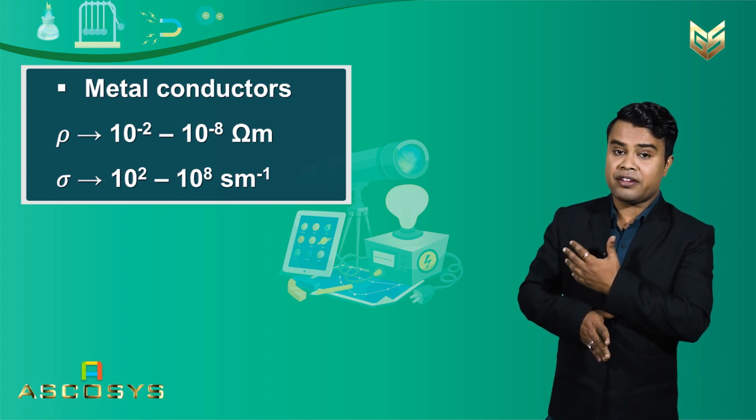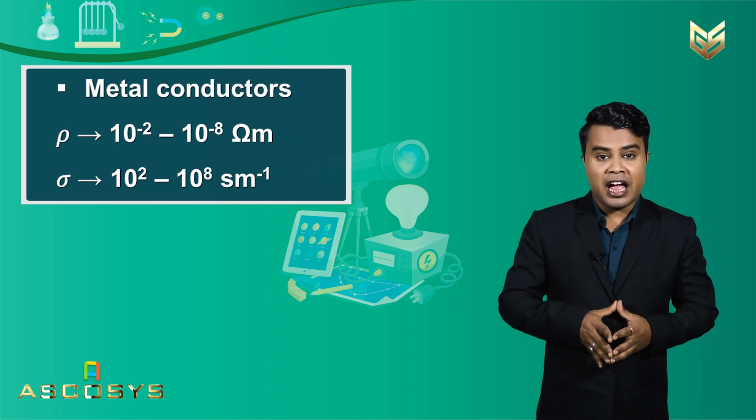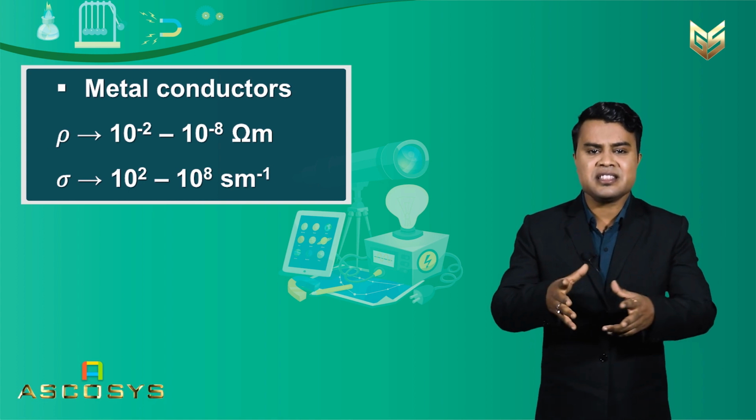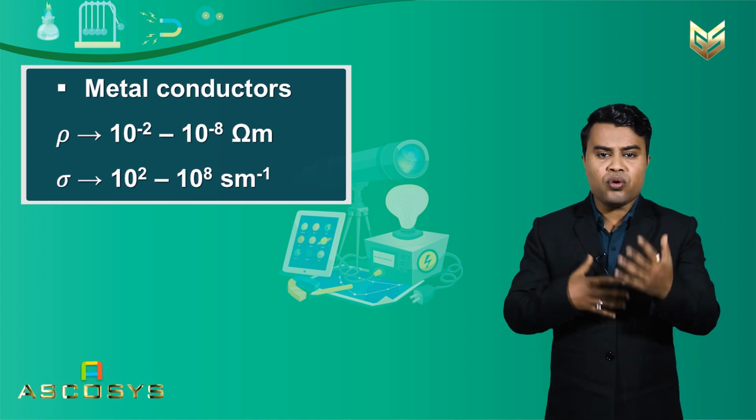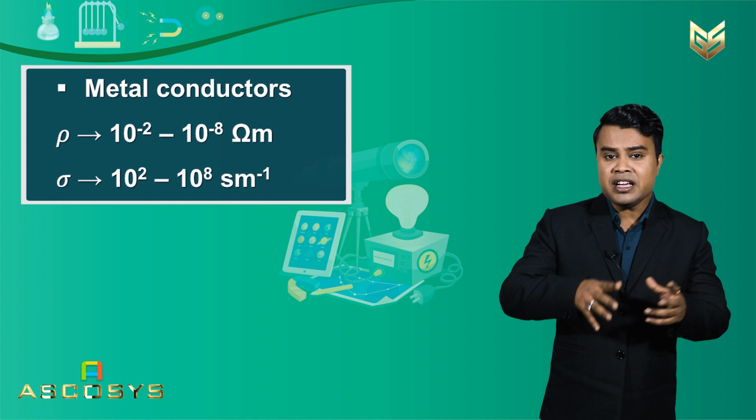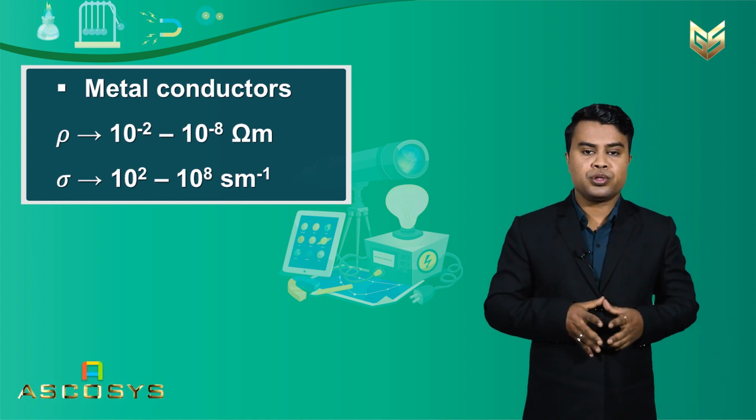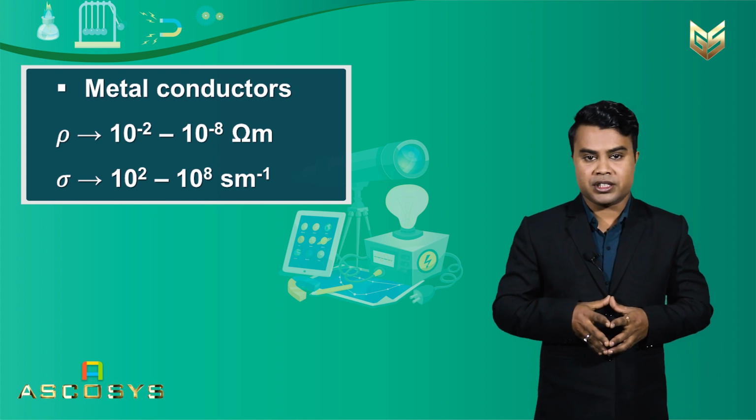So metal has a very high conductivity. And why is resistivity less? Because in metals the resistance is less. The electrons can flow very nicely, right? That's why the resistivity is less. As we know, resistance is directly proportional to what? Resistivity. That's why it is less.